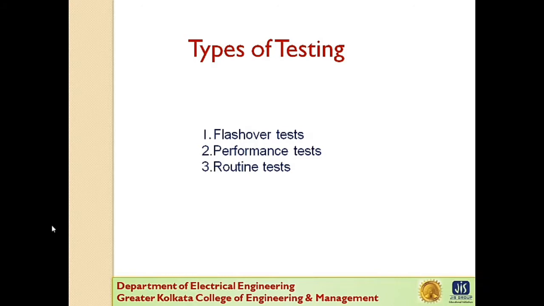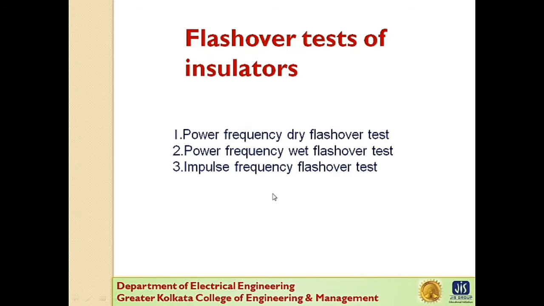These are the different types of tests that are carried out on the overhead line insulator: flashover test, performance test, and routine test. The first one is the flashover test of insulator. Three types of flashover test are conducted before the insulator is said to have passed: power frequency dry flashover test, power frequency wet flashover test, and impulse frequency flashover test.